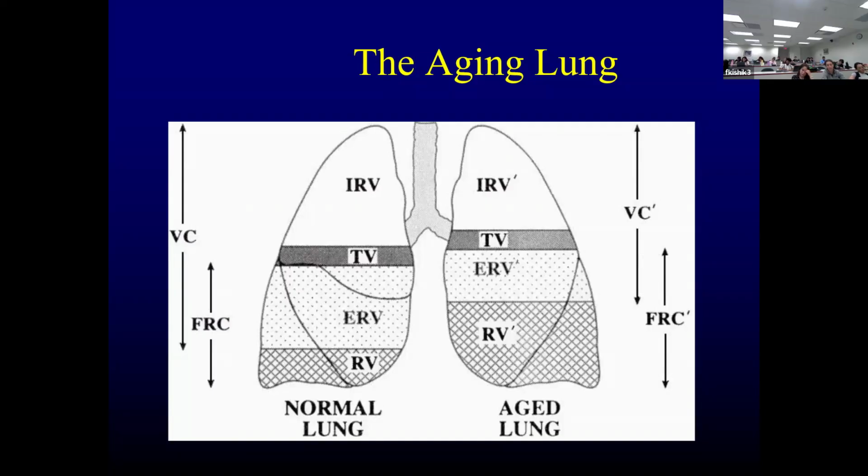That's a normal aging phenomenon. So what happens, people? After age 30, you start losing lung function. And you lose 25 cc per year. Get this in your head: 25 cc per year. That's normal.